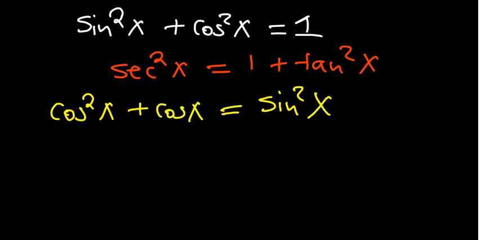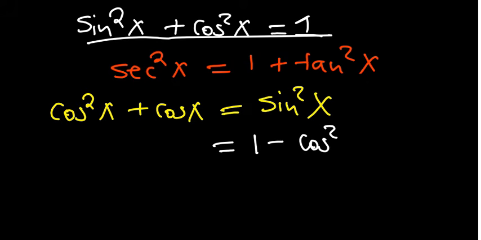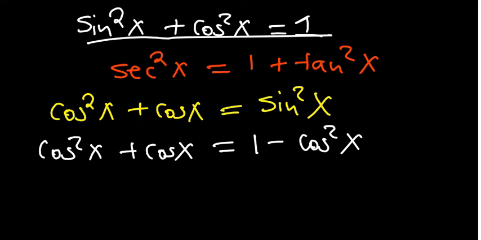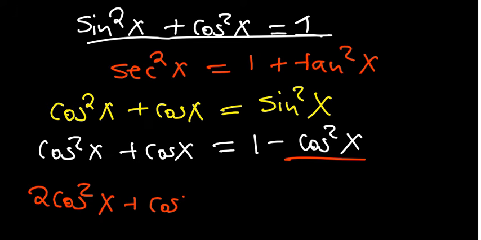Looking at this form, the cosines are already matching up, so I would rather convert the sine squared of x. I understand that if I make it the subject of that identity, it will be 1 minus cosine squared of x. And then I can collect the like terms. If it goes to the other side, it becomes positive. So we now have 2 cosine squared of x plus cosine of x, the 1 will become a minus, equal to 0.